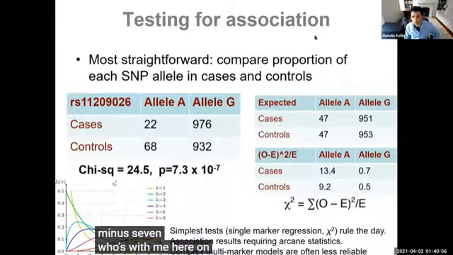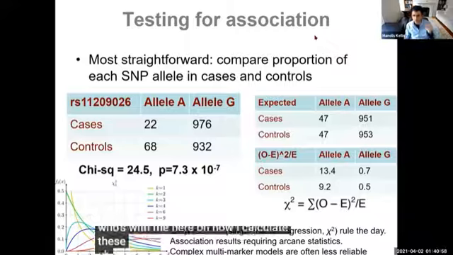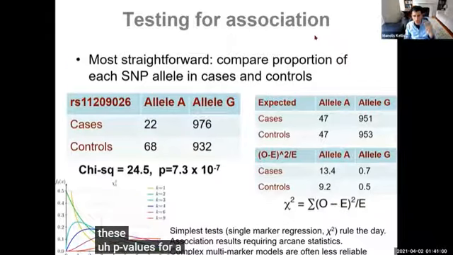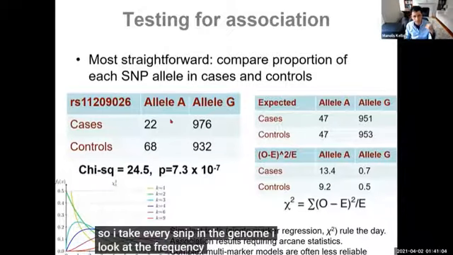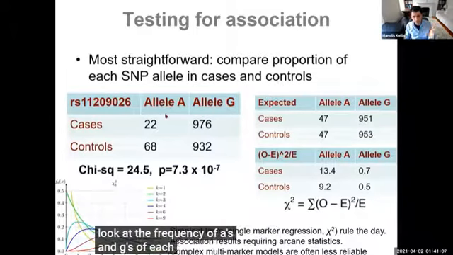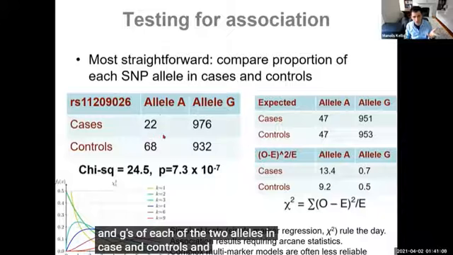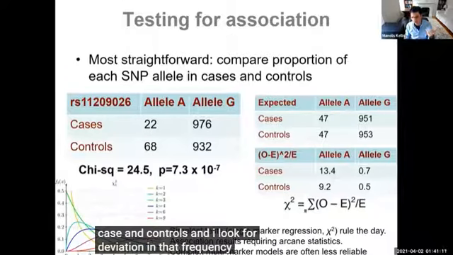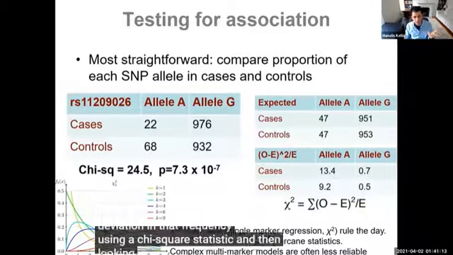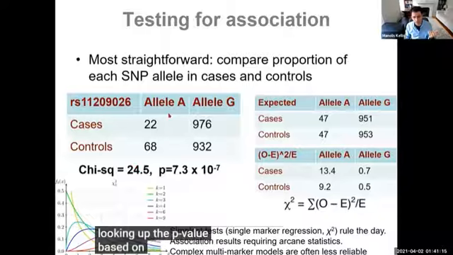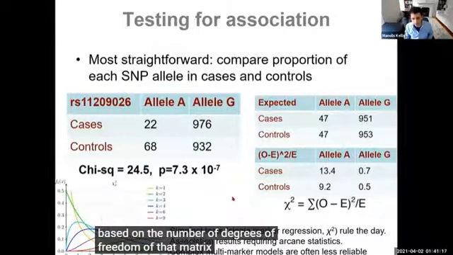Who's with me here on how I calculate these p-values for genome-wide association studies? So I take every SNP in the genome. I look at the frequency of A's and G's, of each of the 2 alleles, in cases and controls, and I look for deviation in that frequency using a chi-square statistic, and then looking up the p-value based on the number of degrees of freedom of that matrix.